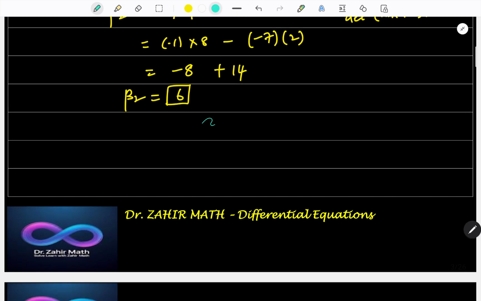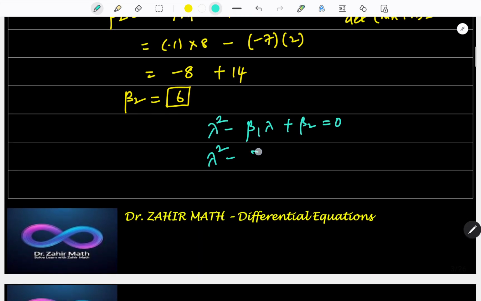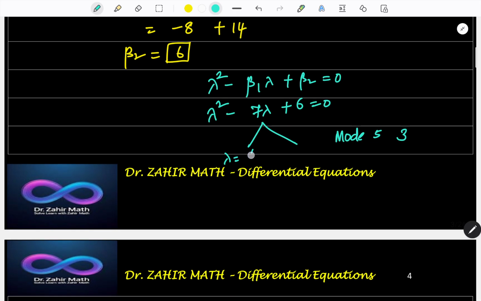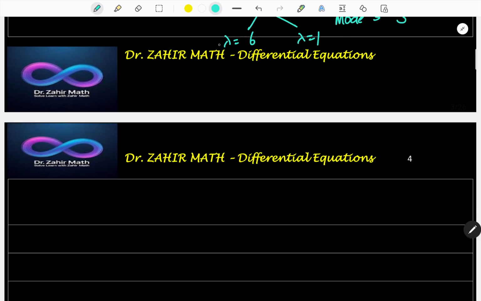Let me put it in the equation. So lambda square minus beta 1 lambda plus beta 2 is equal to 0. Beta 1 is 7, so lambda square minus 7 lambda plus 6 equals 0. Now go to your calculator. Lambda is equal to 6 and lambda is equal to 1. You get 2 values because it's a quadratic equation. So lambda equal to 6 and lambda equal to 1 are called eigenvalues.